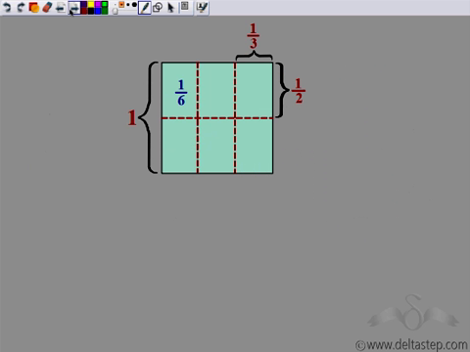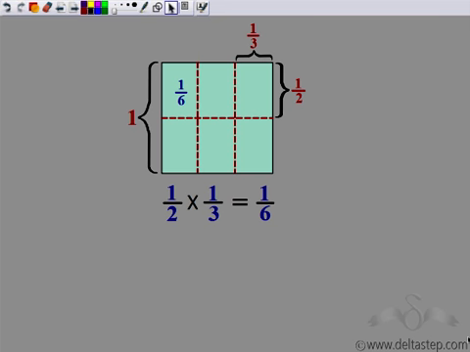Again, if I try to find the area of one particular part, it would be 1/3 times 1/2. That would be the area of this portion. And this portion is also equal to 1/6. Each part is equal to 1/6. So what I can say is that 1/2 times 1/3 is equal to the area, which is equal to 1/6.